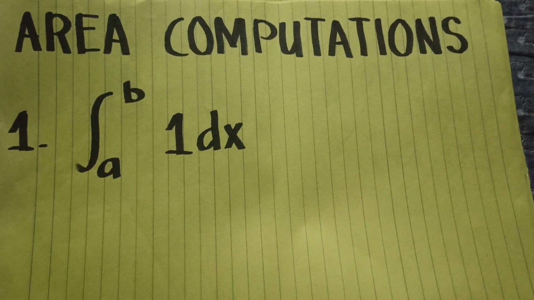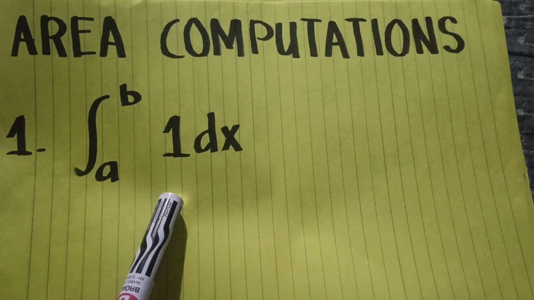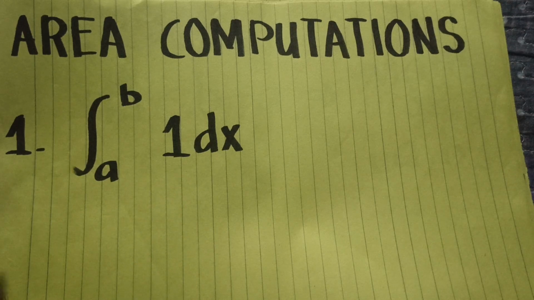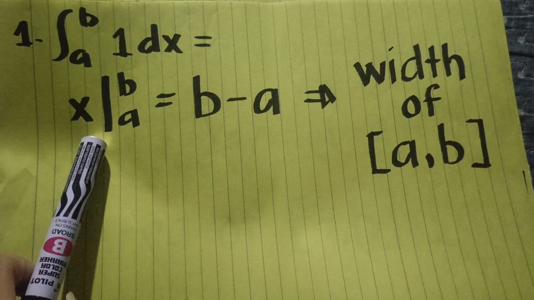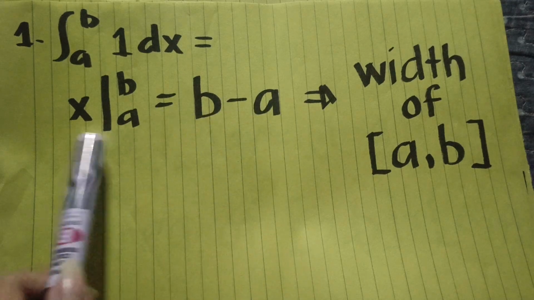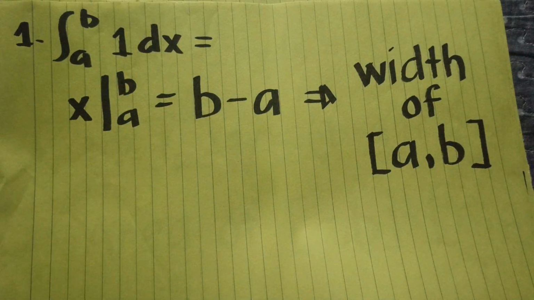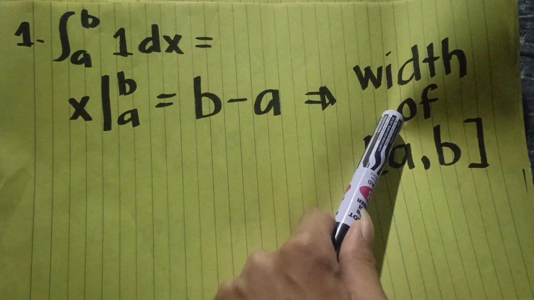First, let's start with just a single dimensional integral. Let's integrate from a to b 1 dx. We could anti-differentiate this and get x. So we plug in bounds b and a, then we get b minus a. So from this, what is this geometrically? It is the width of the interval that we integrated over.